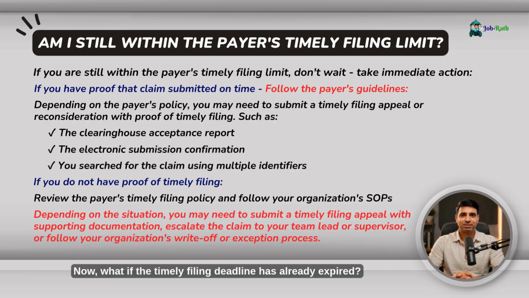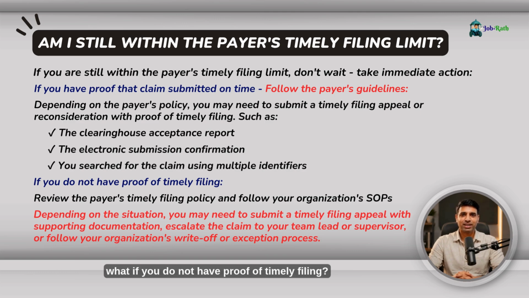Now, what if the timely filing deadline has already expired? Don't immediately assume the claim cannot be paid. First, determine whether you have proof that the original claim was submitted within the payer's timely filing limit. If you have valid proof, follow the payer's appeal or reconsideration process and include all supporting documentation required by the payer. Many payers will review the documentation before making a final decision.